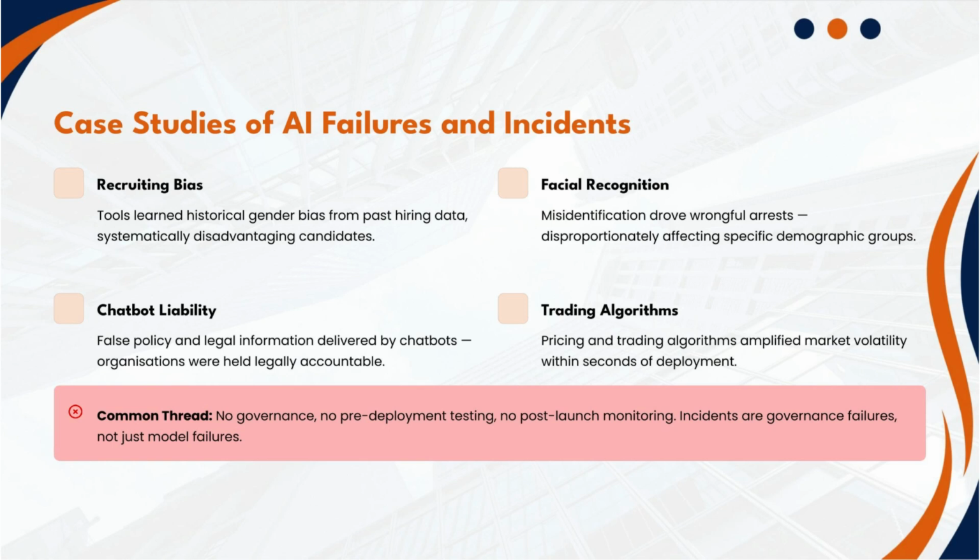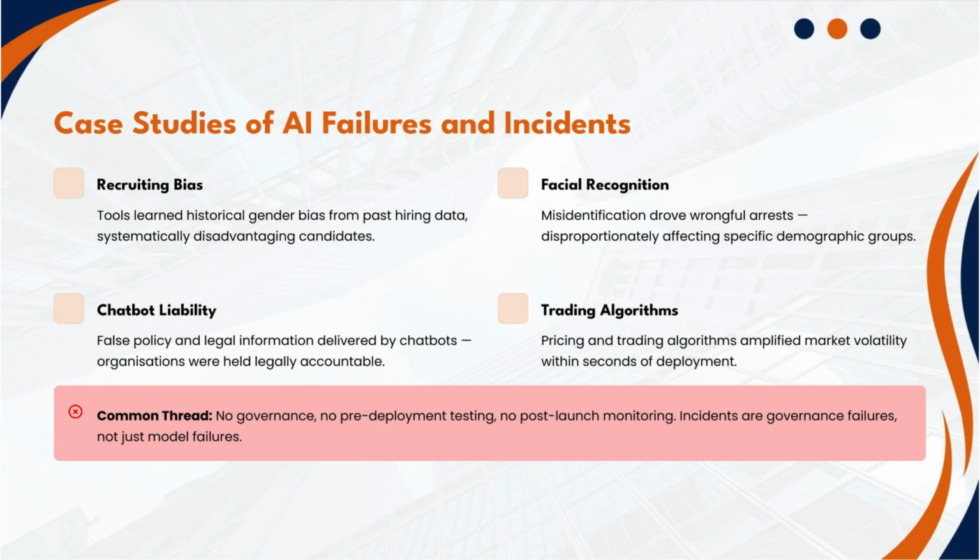Healthcare gave us another. An algorithm used to identify patients needing extra care used healthcare spending as a proxy for need. Sounds reasonable. Except historically less money had been spent on black patients for the same illness, so the model systematically underestimated their need. The proxy was the flaw. Chatbots have failed spectacularly too. Airlines held to promises their bot invented. Customer service agents talked into agreeing to absurd terms.